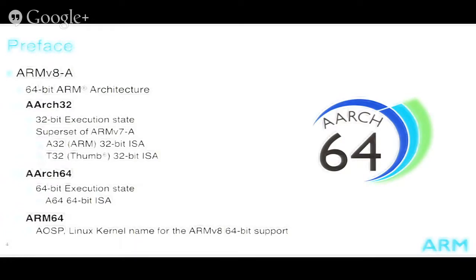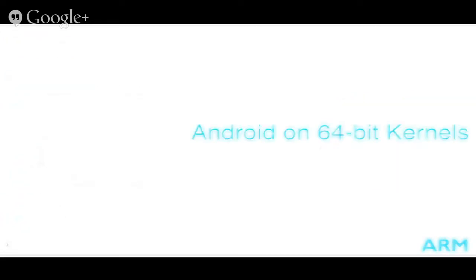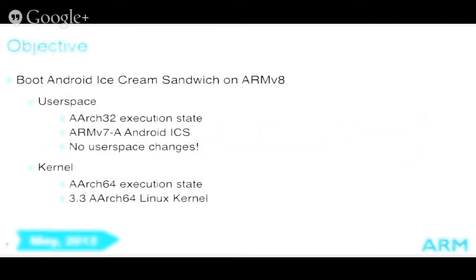ARM64 is the name for the 64-bit ARMv8 support in AOSP as well as the Linux kernel. So you will see the ARM64 naming referring actually to the AR64 execution state of ARMv8. In the first part, I'll be talking about Android on 64-bit kernels. In May 2012, we were given the objective to boot Android Ice Cream Sandwich on ARMv8.